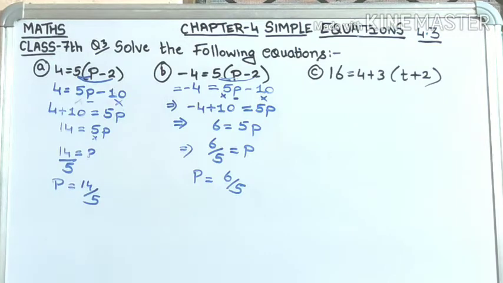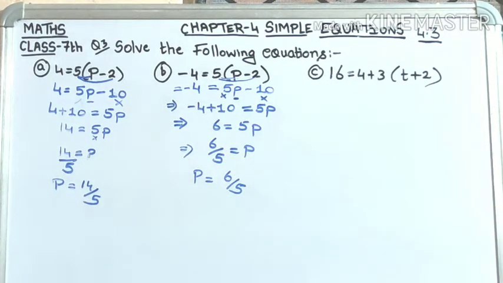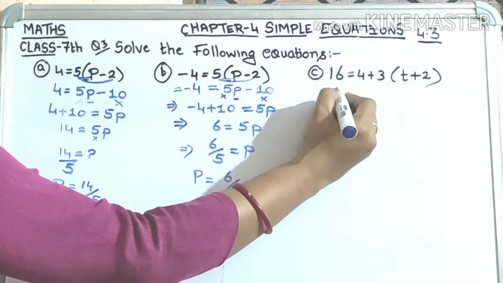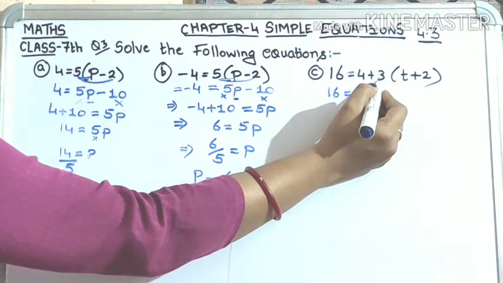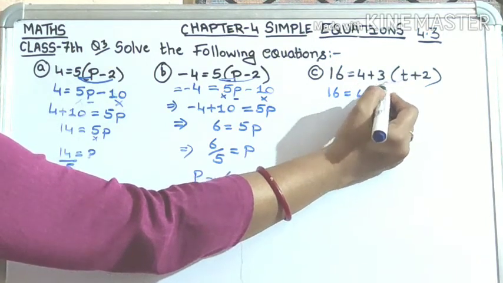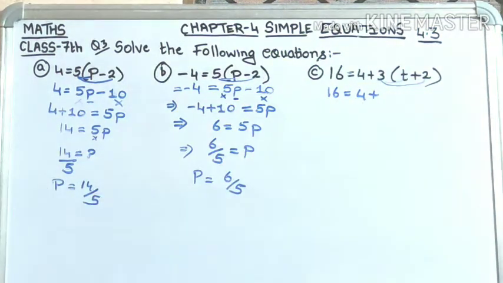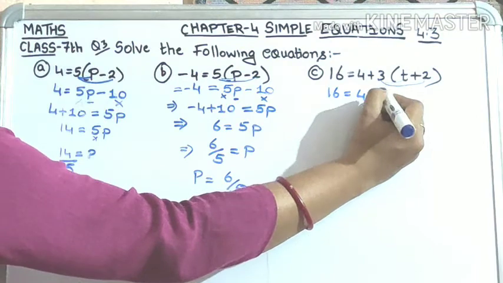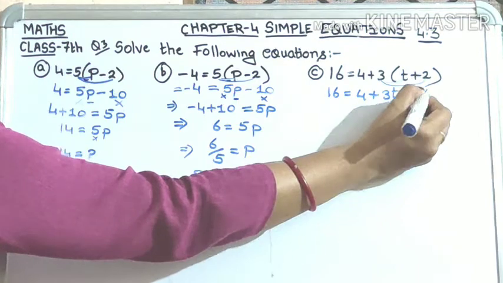Moving to the C1, 16 equal to 4 plus 3 times t plus 2. What we have to do? First we have to remove the bracket. So to remove the bracket, the number which is given outside the bracket will be multiplied with the terms given in the bracket. 16 as it is, 4 as it is, plus. Now outside the bracket, this number 3 is given. So this 3 will be multiplied with t and this 3 will be multiplied with the term 2. So when 3 is multiplied by t, it will become 3t, plus when this 3 is multiplied by 2, it will become 6.